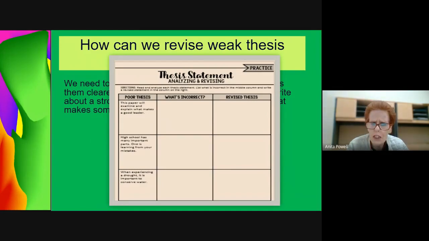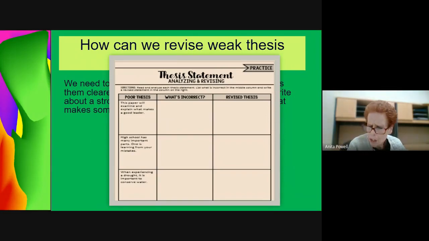Okay, high school has many important parts. One is learning from your mistakes. Okay, why don't we make this a little bit clearer? It has many important parts. I think, why don't we go ahead and describe some of those important parts? High school is a place where you learn from your mistakes and gain social skills that will assist you in the rest of your life.